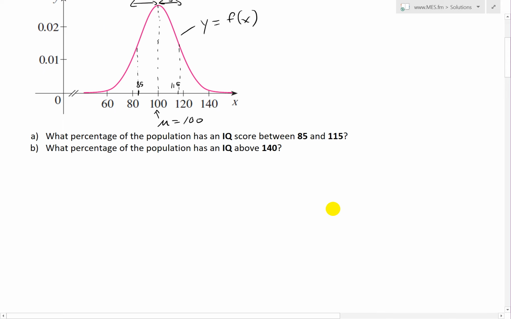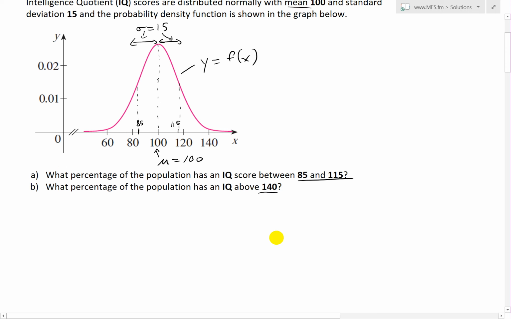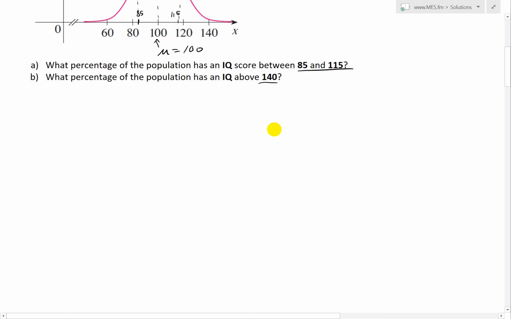Now part A of this example asks: what percentage of the population has an IQ score between 85 and 115? And part B asks: what percentage of the population has an IQ above 140, using this probability density function? So let's look at part A.